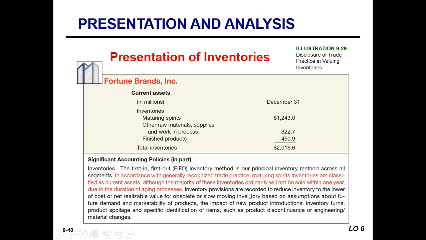Inventory provisions are recorded to reduce inventory to the lower of cost or net realizable value for obsolete or slow moving inventory based on assumptions about future demand and marketability of products. So anyway, it just gives you an idea of how this information is presented and disclosed in the company's annual report. This disclosure is something we would see in the 10K, the annual report of a company.